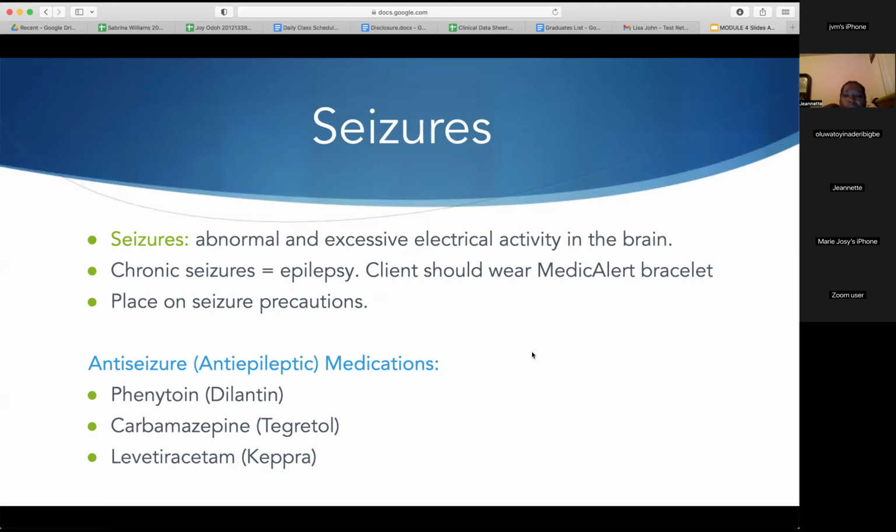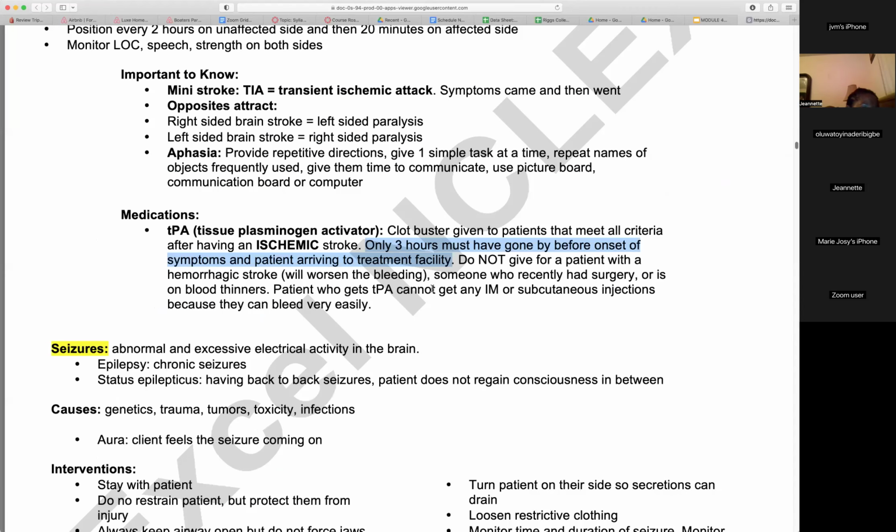Excuse me, Professor. When it comes to ischemic and hemorrhagic, can you repeat the issue of medication, talking about TPA, the clot buster? Sure. So it's not given to hemorrhagic, so it can be given to ischemic? Yes, absolutely. Okay.